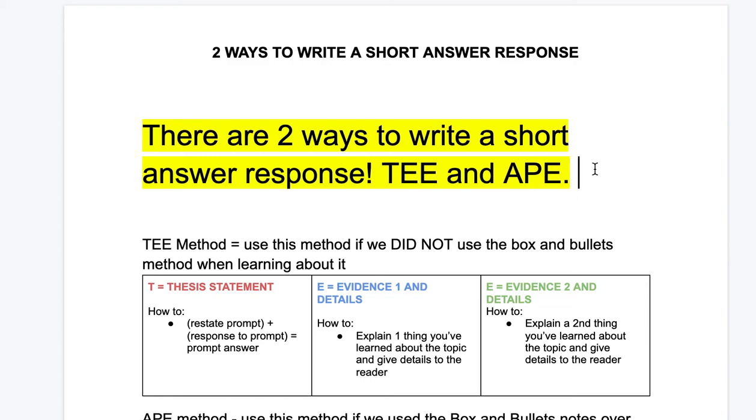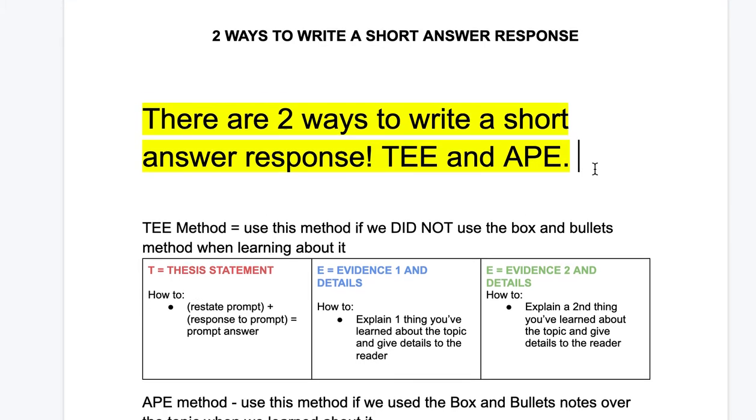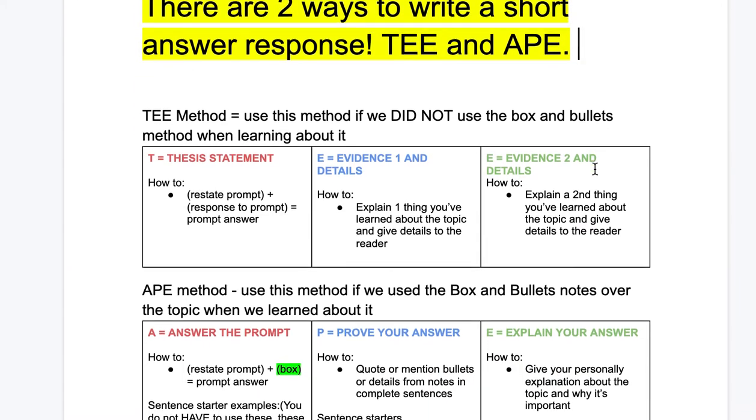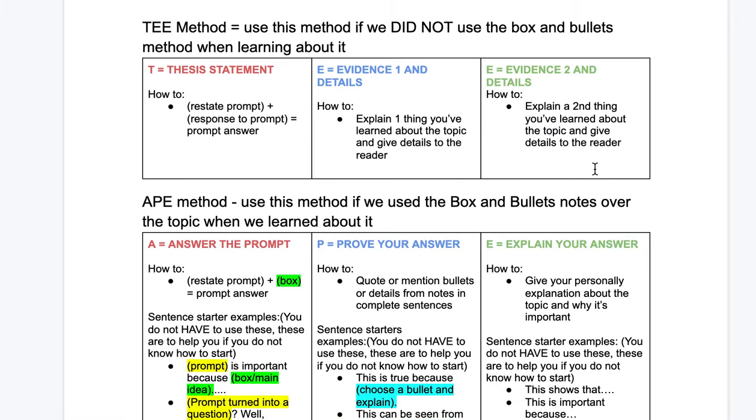Yesterday, I introduced to you guys the APE method, and then a long time ago, we talked about the T method, the first way I showed you to do a short answer response. So, first, let's look at the difference between the T method and the APE method.